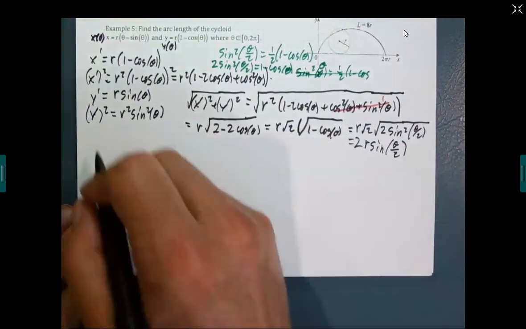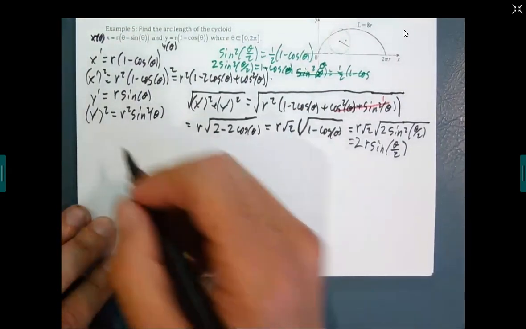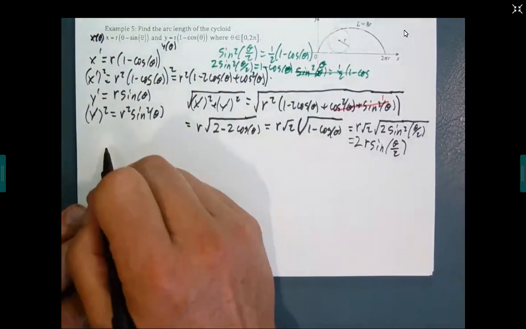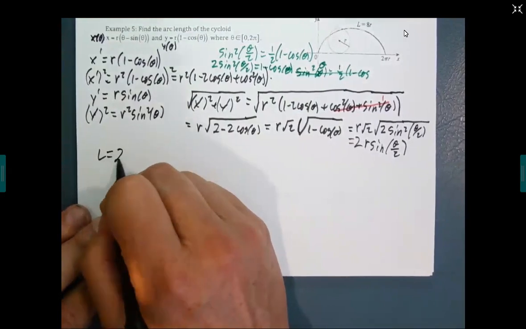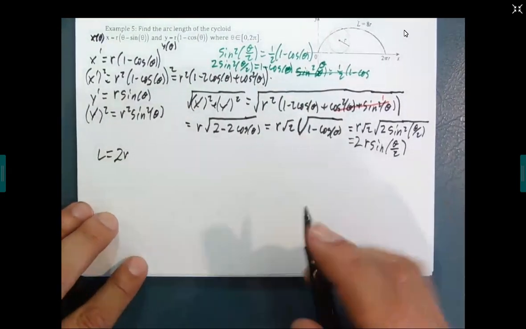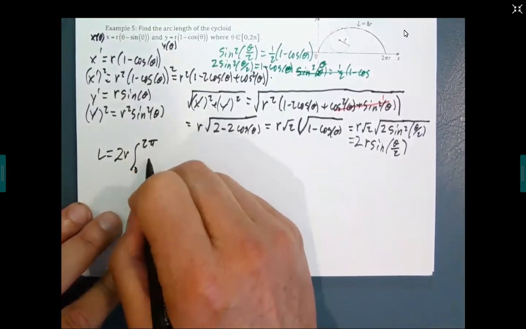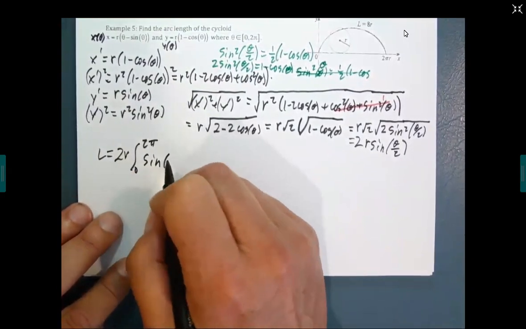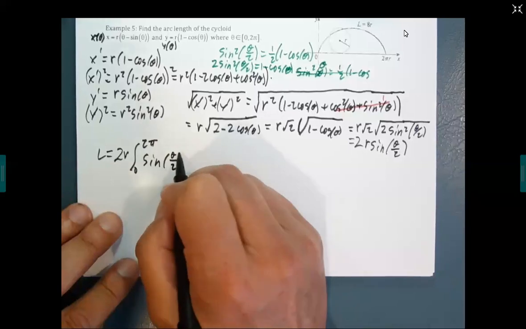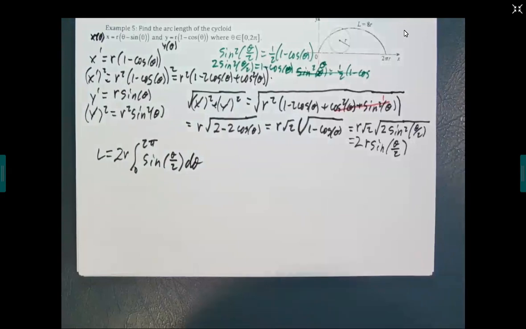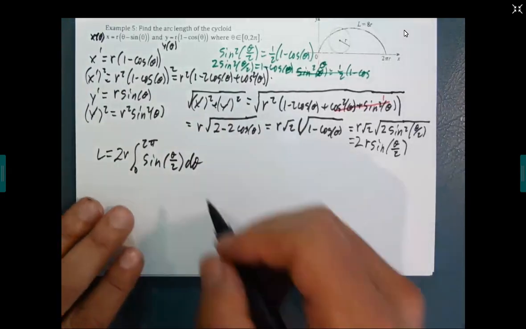Okay, so let's get to the integral. So we have a whole lot of constants. So that's L equals 2r, integral from 0 to 2 pi of sine of theta over 2 d theta. Well, that simplified quite nicely for us.